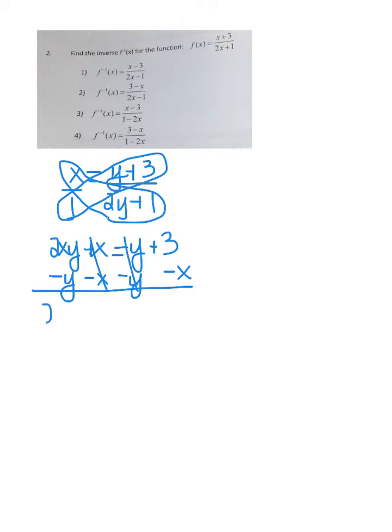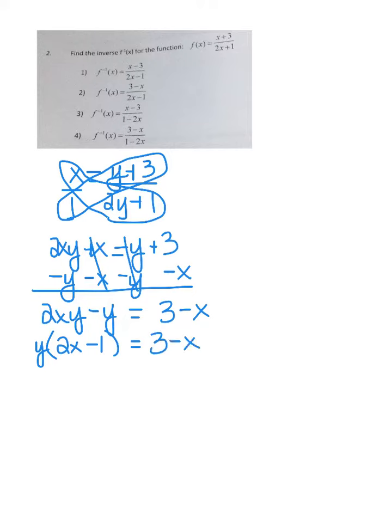Okay, so I don't have like terms here, so I'm just going to write 2xy minus y for right now. And the same thing on the right-hand side. I'm going to write 3 minus x for right now. Okay, so the left-hand side, they both have y terms, so I can factor that y out. And if I do that, I get 2x minus 1. And over here, I have 3 minus x. Okay, so my goal is still to get the y by itself, so I'm going to divide by what's attached to that y, which is 2x minus 1.